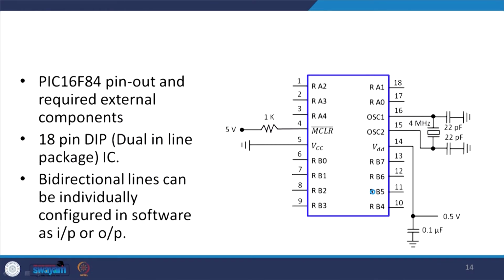Here we can see the pin out connections of PIC 16F84 with the required external components. You can see that it is a dual inline package. So, we have basically two lines over here and there are a total of 18 pins. You can see 1 to 9 on one side and 10 to 18 on the other side. So, it is a dual inline package IC, and bidirectional lines can be individually configured in software as input or output pins. So, that we can do.